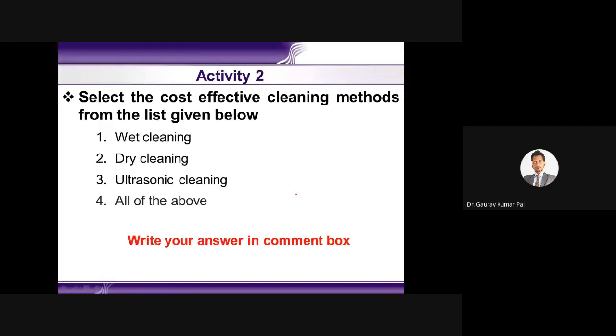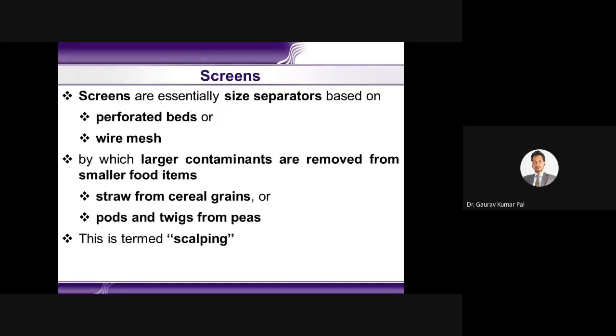Okay, we'll move further. So, what is screening? This is also one type of dry cleaning method. Screenings are essentially size separators, and on the basis of the food material size, they are going to separate. So all screens, whatever screens you have in home, you also use a screen. Have you used any screen at home? Anyone? Yes, sir. Where have you used it? Can you write in the comment box where you have used it? So it will be better.